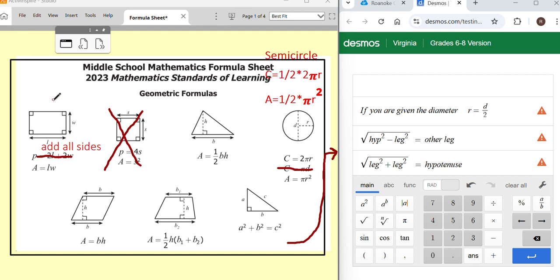First of all, when you ask for a paper copy, you can mark out this perimeter formula here and just write add all sides, because that's the important thing about perimeter. You add all the sides. Now, if you have more than one shape put together, you only add the outsides. You do not add any of the interior sides. Okay? I would also cross out that square. Every square is a rectangle. Use LW as your formula.